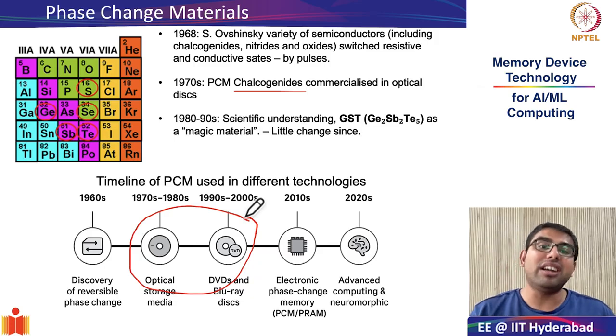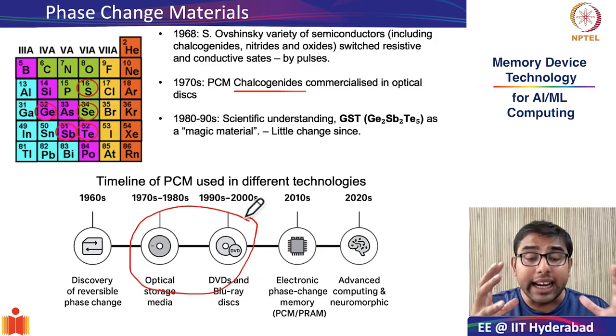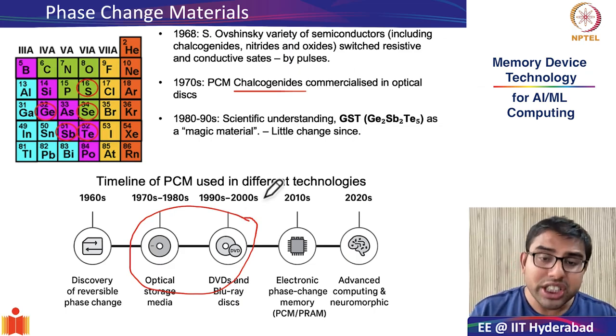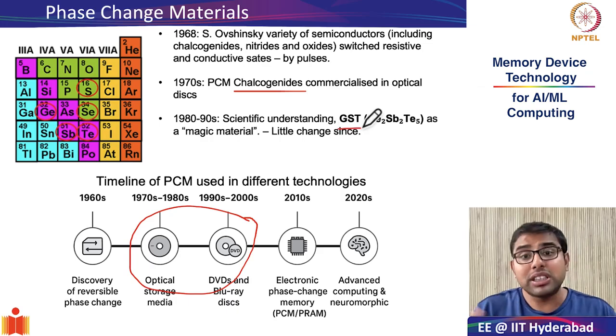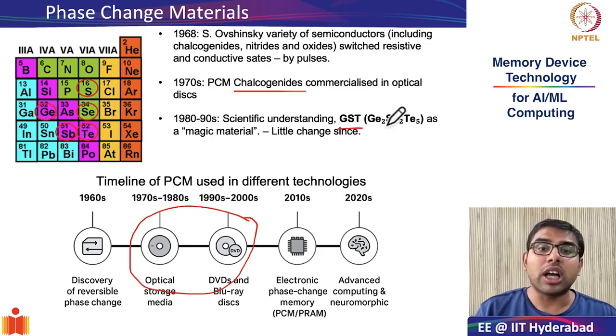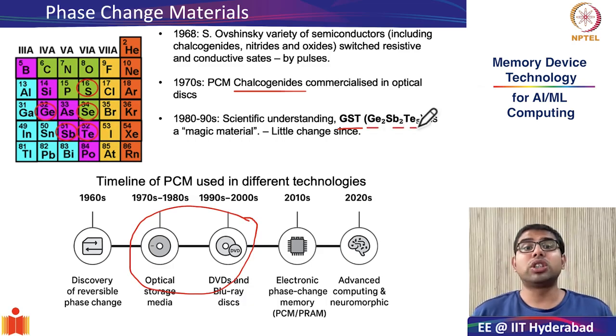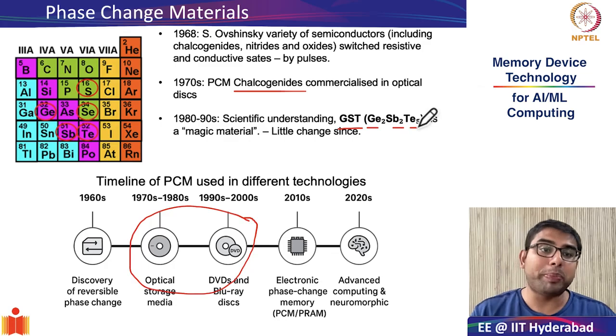Only very recently though, in the 80s and 90s, the scientific understanding of phase change materials improved, especially with the discovery of GST, which we will study in detail, a ternary compound of germanium, antimony and tellurium. It was shown that it is like a magic material with a lot of important properties, and since then GST and its variants have occupied most of the application space when it comes to phase change materials.